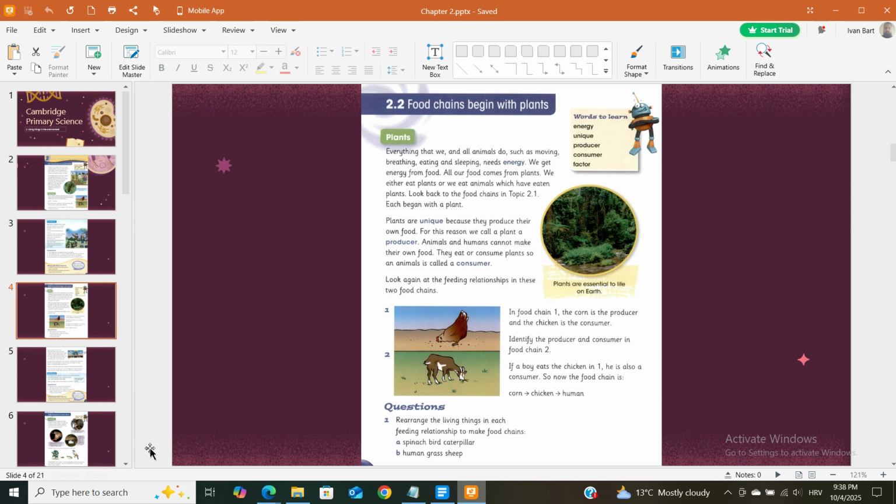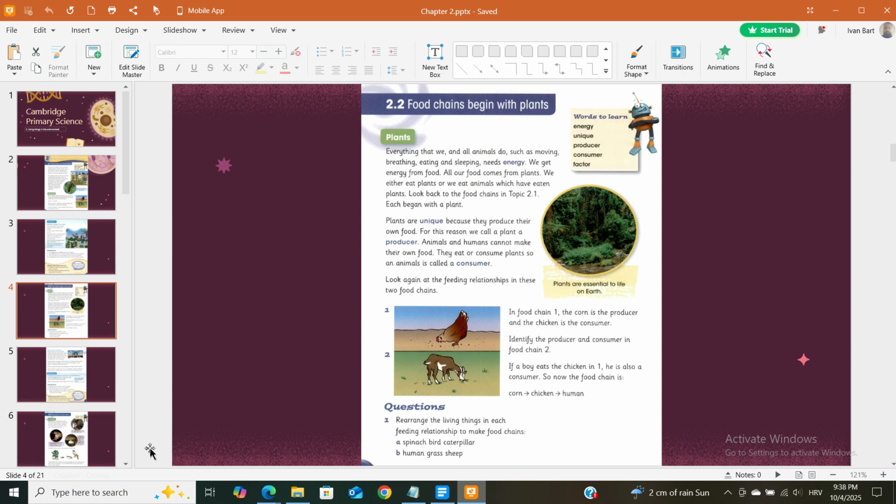In food chain 1, the corn is the producer and the chicken is the consumer. Identify the producer and consumer in food chain 2. If a boy eats the chicken in 1, he is also a consumer. So now the food chain is corn, chicken, human. Questions. 1. Rearrange the living things in each feeding relationship to make food chains. A. Spinach, bird, caterpillar. B. Human, grass, sheep.